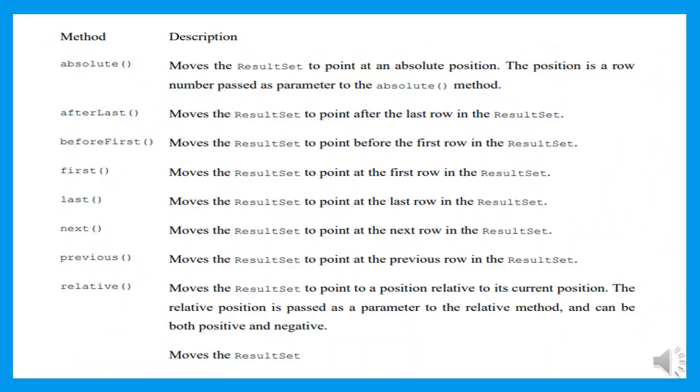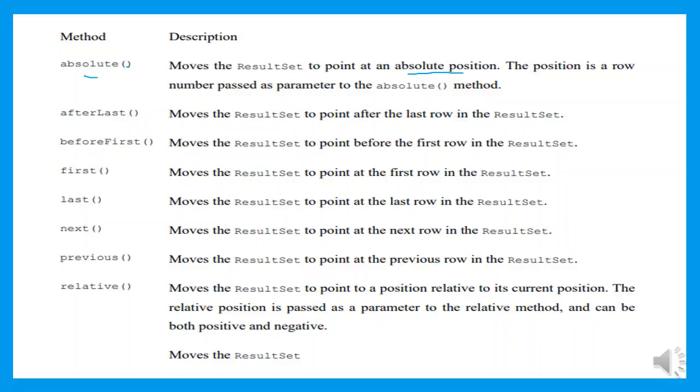The different methods available in the ResultSet interface start with the absolute method. The absolute method is where the cursor can move from one location to another location by passing a value as a parameter to the absolute method. It moves the result set to point to the absolute position. The position is a row number passed as a parameter to the absolute method.